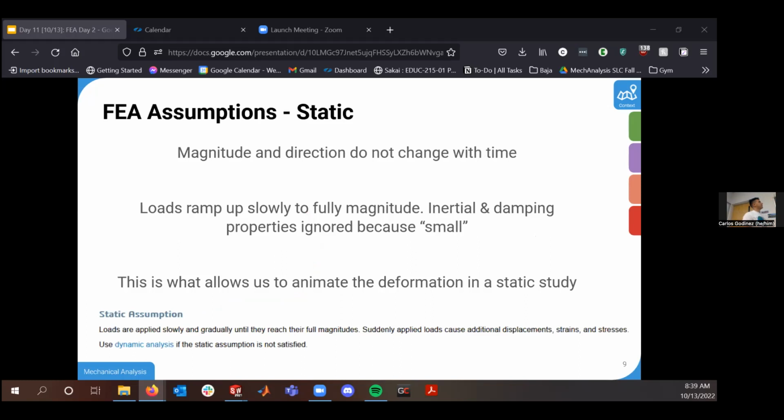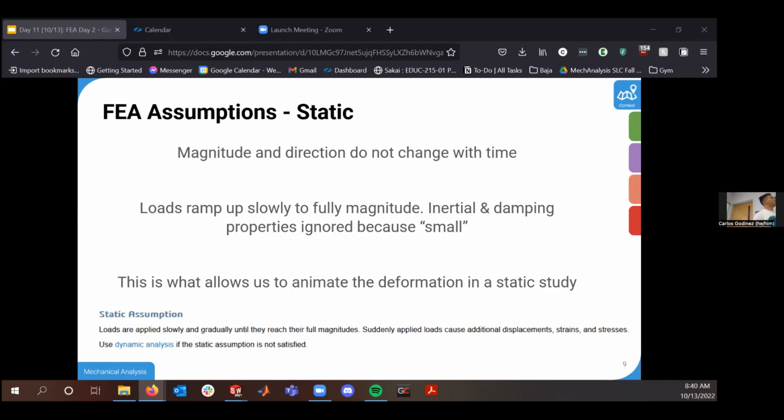The second big assumption that I mentioned before, static. The static assumption assumes that a study in your case is time invariant. There is no change in the magnitude or direction of your loads. There's no change of the fixtures over time. The second part of that is that the loads ramp up slowly to the full magnitude, and your inertial or your damping properties are ignored because they're small.